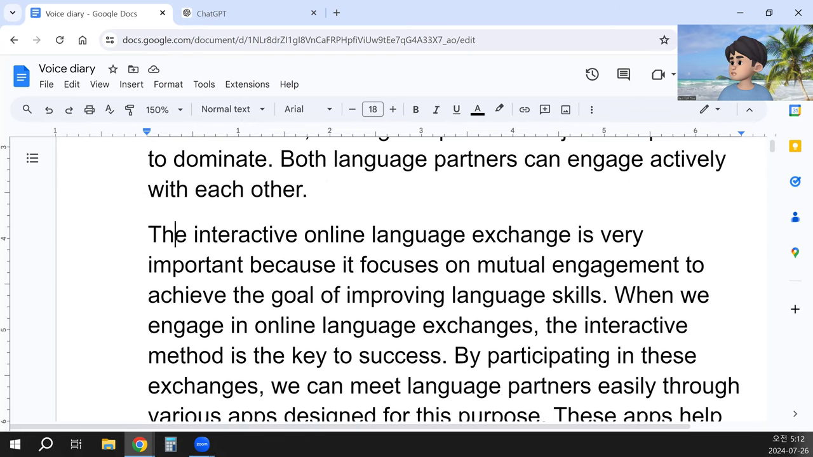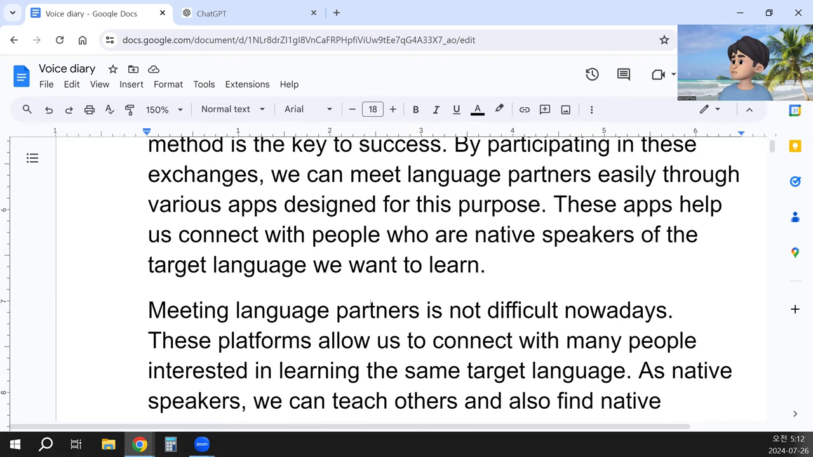The interactive online language exchange is very important because it's focused on mutual engagement to achieve the goal of improving language skills. When we engage in online language exchanges, the interactive method is the key to success. By participating in these exchanges, we can meet language partners easily through various apps designed for this purpose. These apps help us connect with people who are native speakers of the target language we want to learn.